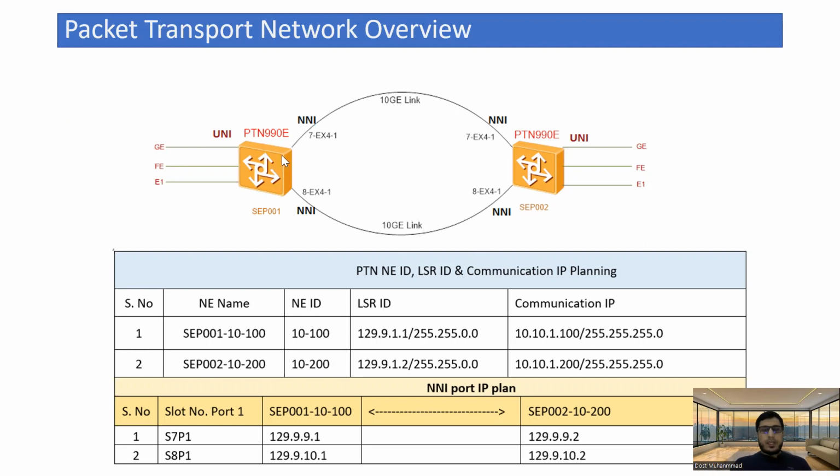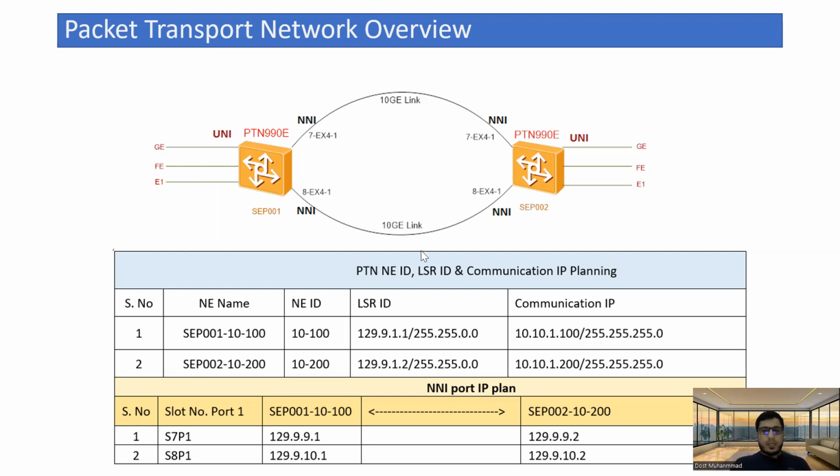And the network interface, like for one of the nodes, slot is 7, port is 1. This is the EX4 board. And on the other side, we also have slot number 1 and port number 1. Then we have a backup link, slot 8, port 1, and slot 8, port 1. So this is the network architecture, and it is physically connected like this. The other side will be either GE or ATM services, or it can be E1 for the user interface.